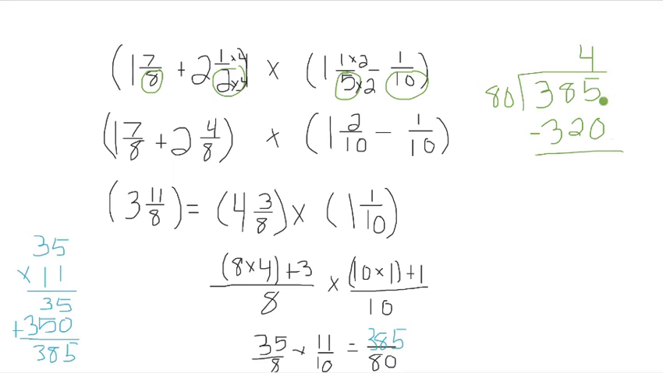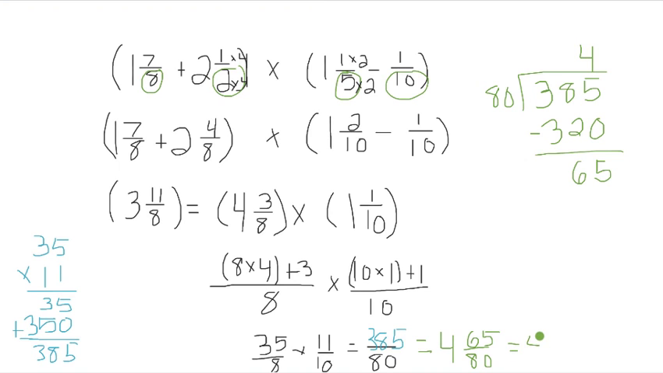I'm going to subtract. 5 minus 0 is 5. 8 minus 2 is 6. And 3 minus 3 is 0. So I have 4. So I know my whole number is 4. And then my denominator is 80. And my numerator is 65. But knowing that both my numerator and denominator end in a 5 and a 0, that tells me that 5 goes into both of those numbers.